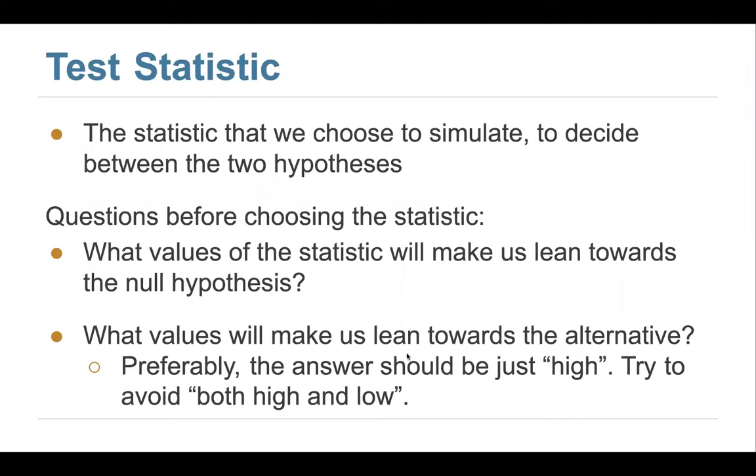And you want to avoid any statistic where both high and low values give us evidence for the alternative. If you realize that the statistic you're proposing has both high and low values as evidence for the alternative, then you're probably going to take the difference from something and then take the absolute value.